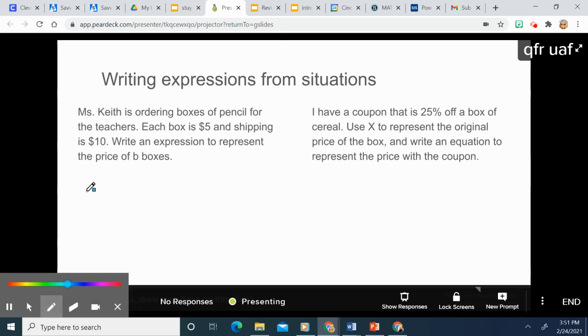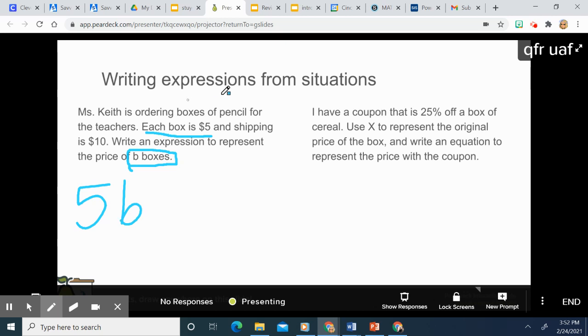Miss Keith is ordering boxes of pencils for the teachers. Each box is $5 and shipping is $10. Write an expression to represent the price of B boxes. Well, each box is $5. So we want to figure out, well, what's the price? Now we can't figure out exactly what the price is because we have B boxes. We don't know how many boxes that is, but that's okay. It's just going to be 5B. And then the shipping is $10. So no matter how many boxes you buy, it's $10 shipping. And then this is it. I cannot combine because these are not like terms. So my answer is 5B plus 10. Go ahead and answer this one now.